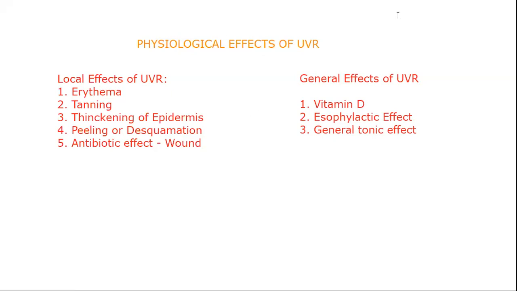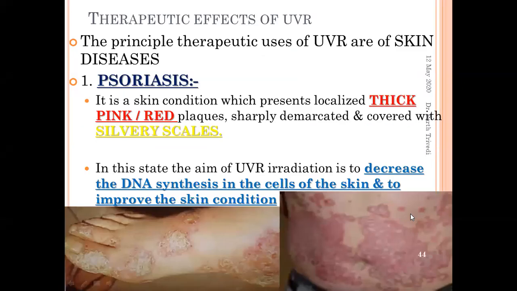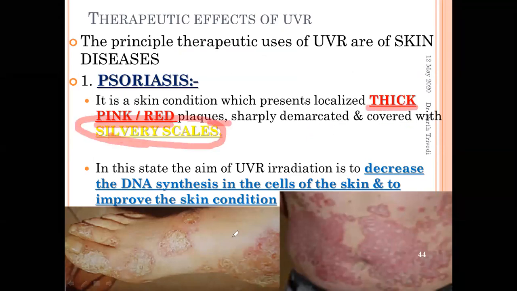Now moving on towards the therapeutic effects. Where do we generally use UVR? As I said, UVR is generally used in skin disorders. The first thing that comes into our picture is psoriasis. How does it act in psoriasis? Psoriasis is a skin condition characterized by thick, pink, red, silvery scales. You can see flakes, these silvery structures, thick and pink, red.